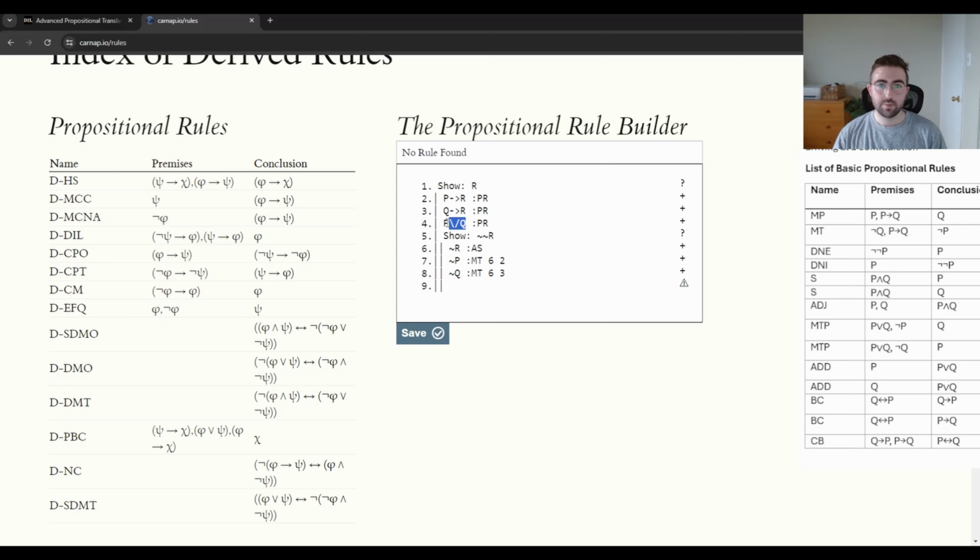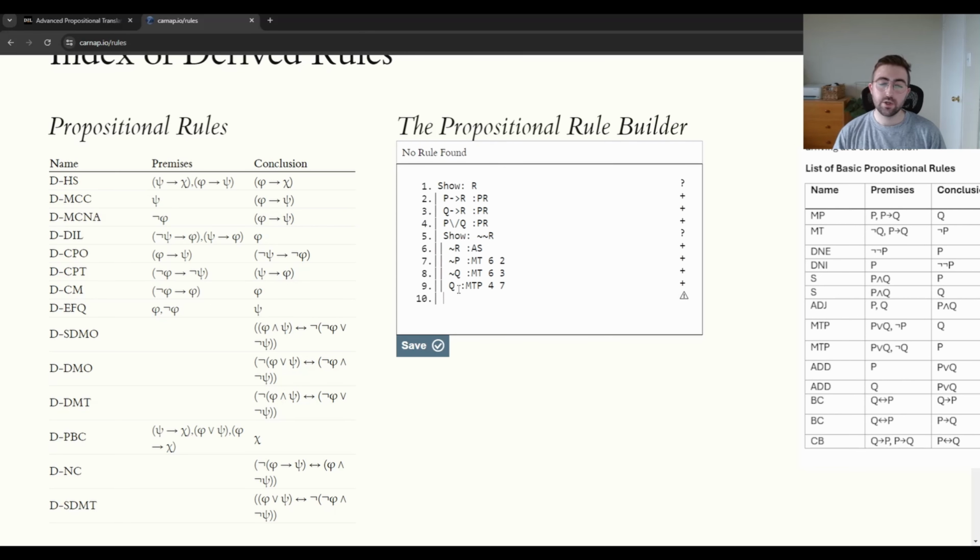Now we also have P or Q, right? Well, with our not P, we can negate the left side and just get the right side out of it, right? That's using modus tollendo ponens. So let's do that. We can get a Q, modus tollendo ponens on line 4 and line 7, where we have our not P.